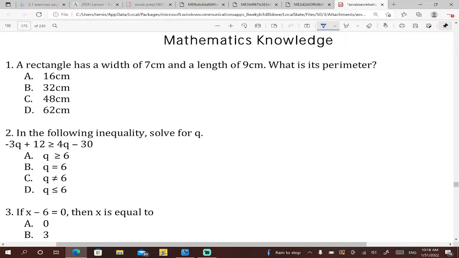All right, so let's start with number 1. It says a rectangle has a width of 7 centimeters and a length of 9 centimeters.